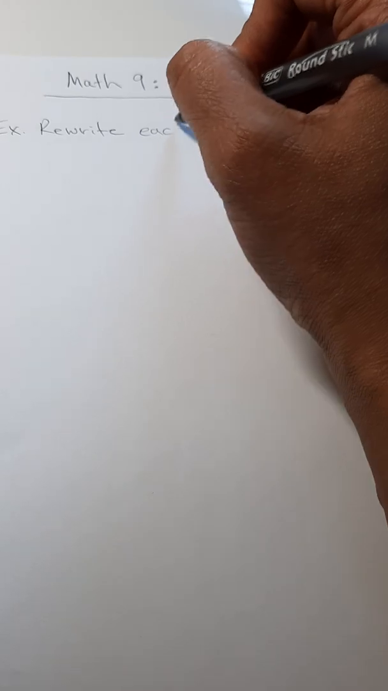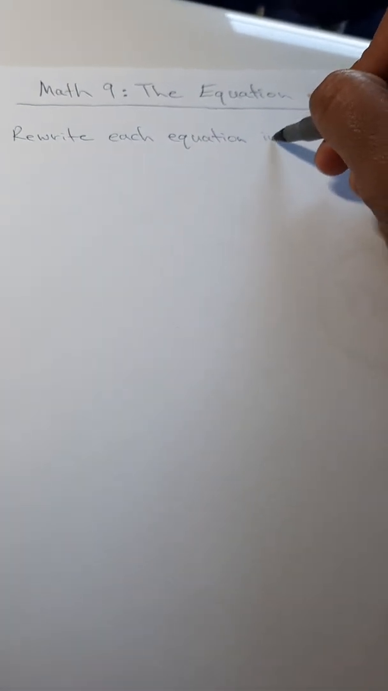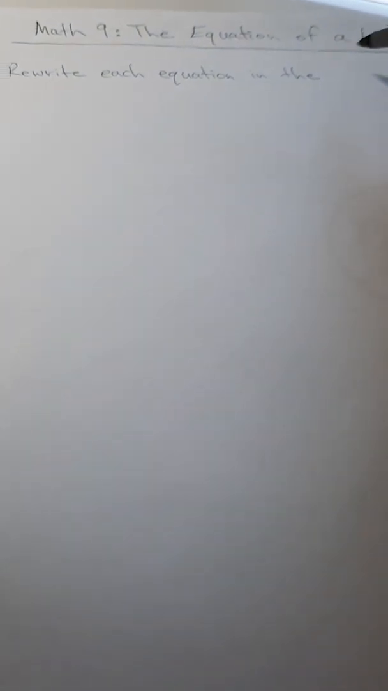Okay, so here we are. So I just put down equation of a line, okay? So let's try an example here. The question is saying to rewrite each equation. Let's put it here: rewrite each equation. Okay, and it's going to be in the y equals mx plus b form. What we're going to do is I'm going to give you the equation here, and it's going to be in the standard form, okay?